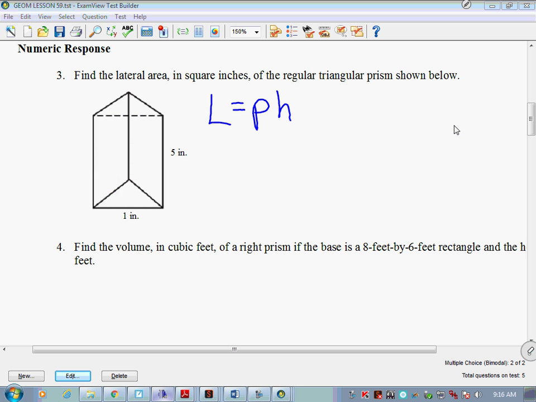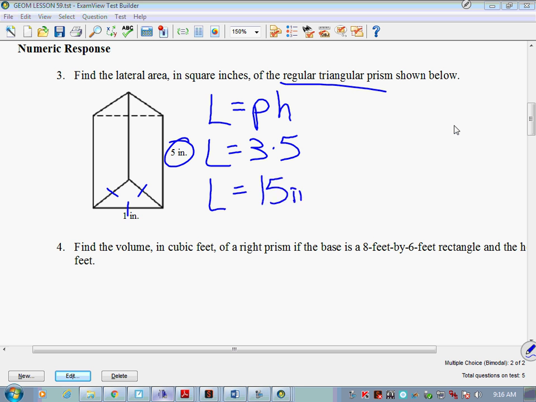Okay, in square inches, it says here, we want to use all the information it gives me. It's a regular triangle, and a regular triangle means that all my sides are the same length, all my angles are the same. Because that side of that triangle is 1, then I know this is 1, I know this is 1. 1 plus 1 plus 1 equals 3. So I have a perimeter of 3 and a height of 5. So my lateral area is 15 inches squared.